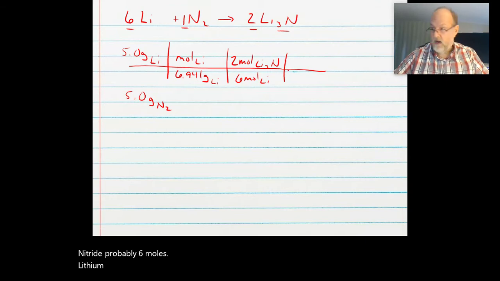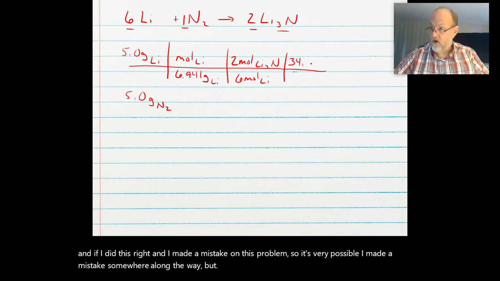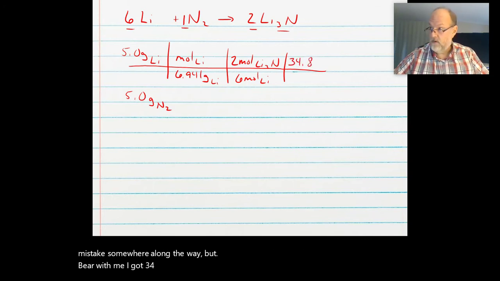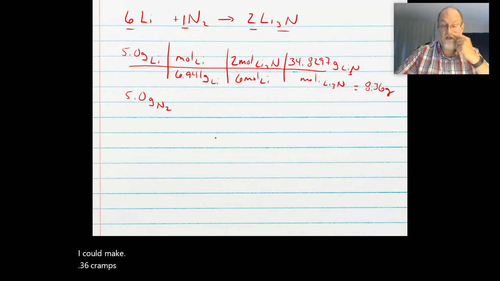And if I did this right, and I made a mistake on this problem, so it's very possible I made a mistake somewhere along the way, but bear with me. I got 34.8297 grams of lithium nitride per mole of lithium nitride. So if lithium was my limiting reactant, I could make 8.36 grams. What if nitrogen is my limiting reactant?